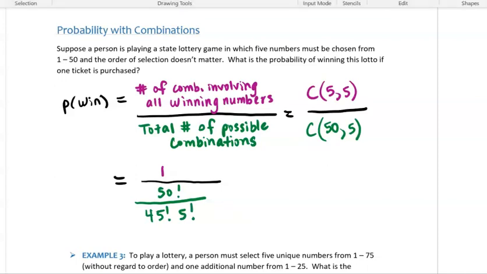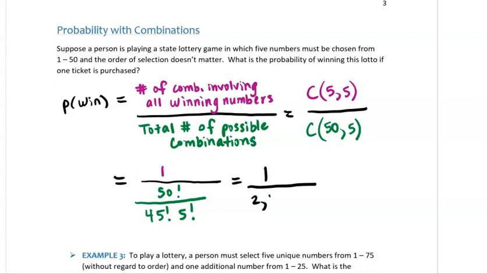And if it was worked out, it would end up being 2,118,760. That's the number of possible combinations if we are selecting 5 numbers from this group of 1 through 50. So our probability of winning with one ticket would be 1 out of 2,118,760.